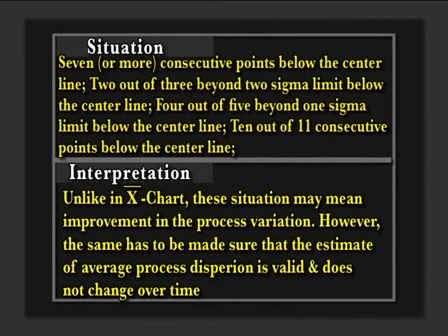7 or more consecutive points below the central line, 2 out of 3 beyond 2 sigma limits below the central line, 4 out of 5 beyond 1 sigma limit below the central line, 10 out of 10 consecutive points below the central line. All these indicate, unlike in X bar chart, these situations may mean improvement in the process variation. However, it has to be made sure that the estimate of average process dispersion is valid and does not change over time. Interpretation of S chart is similar to R chart.